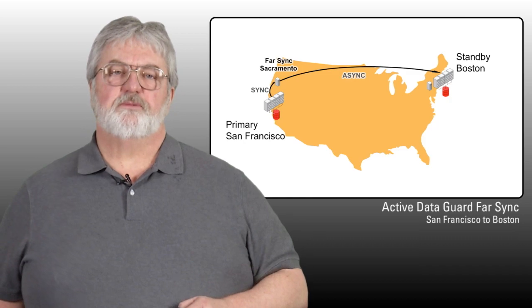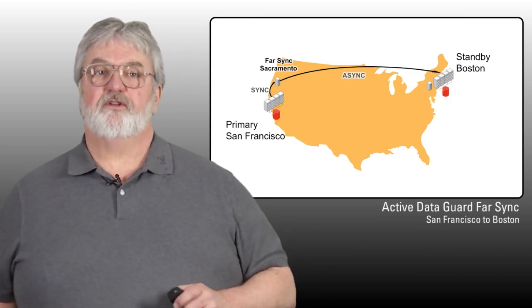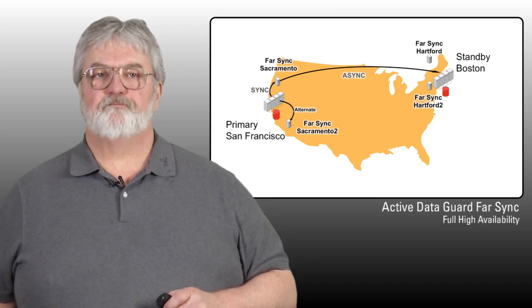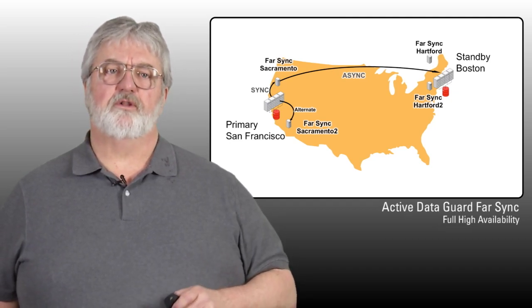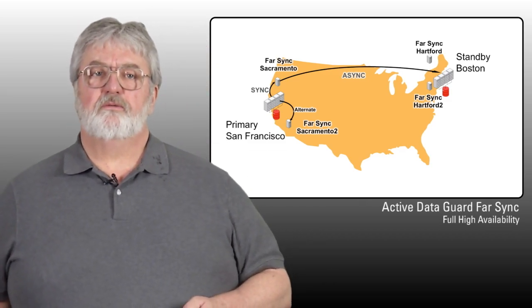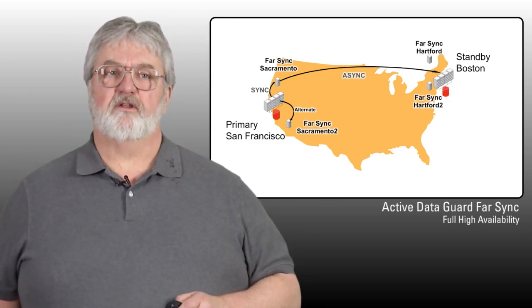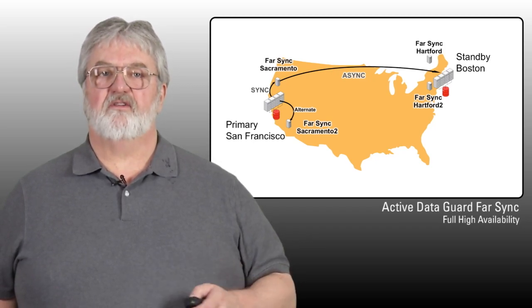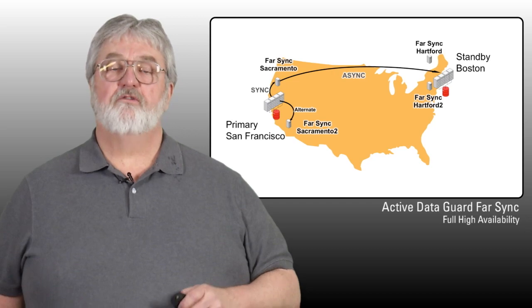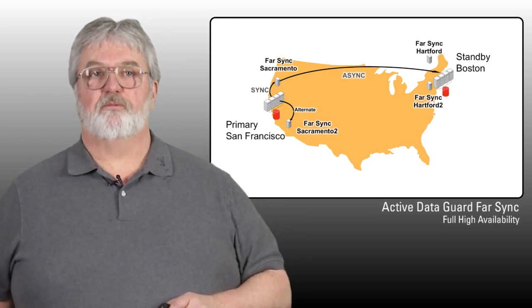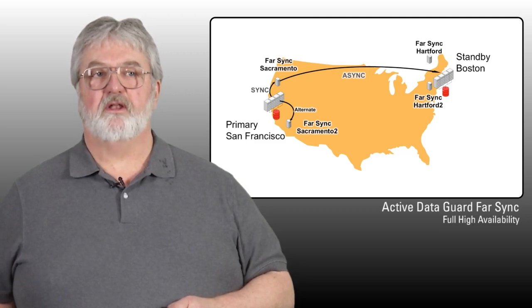Now the first question that people ask is, well, what happens if I do lose a FarSync instance? That's okay. You can put alternates on your FarSync instance. So in this particular picture, you can see that I've added Sacramento 2, which is my alternate to Sacramento, and I've also added Hartford 2, so that I have a second Hartford FarSync instance for when Boston is the primary. They will sit there idle until Boston actually takes over the role as primary database.